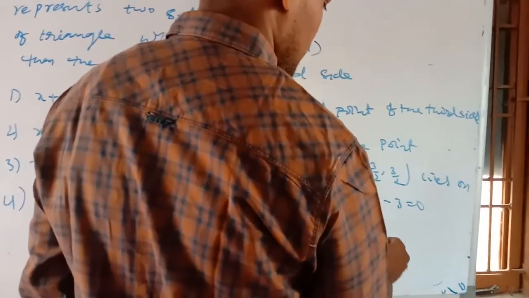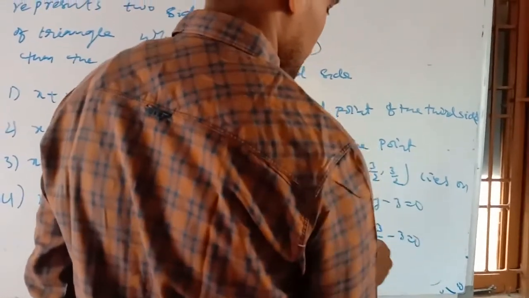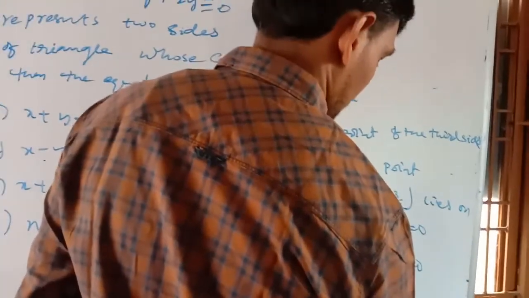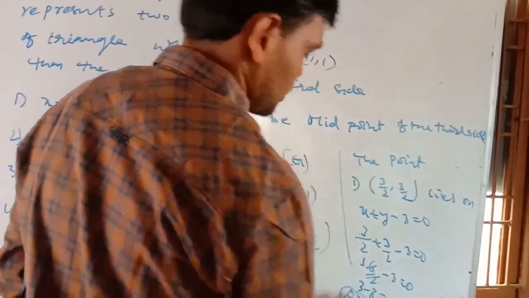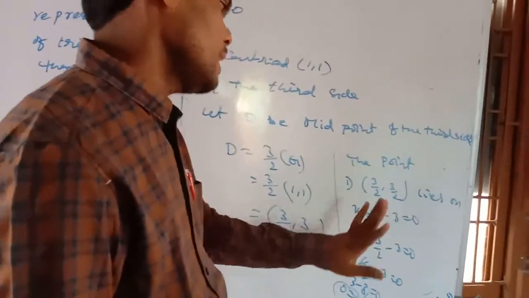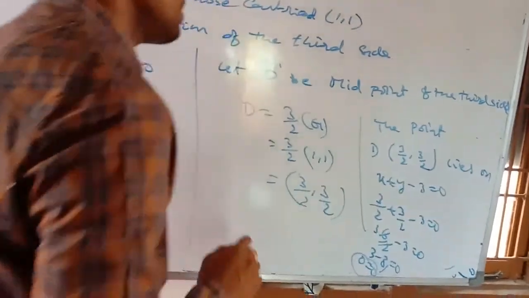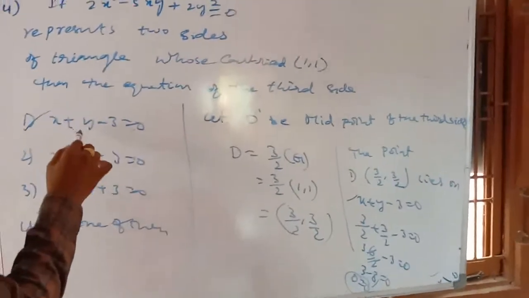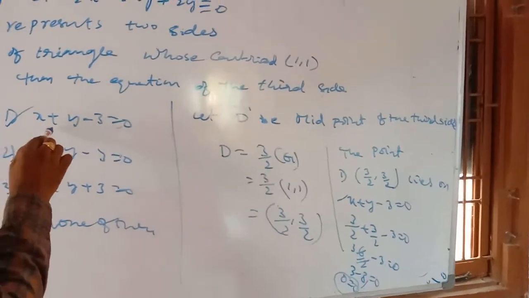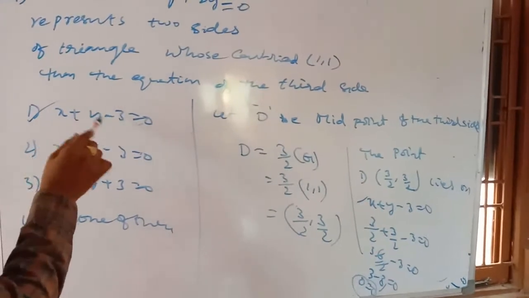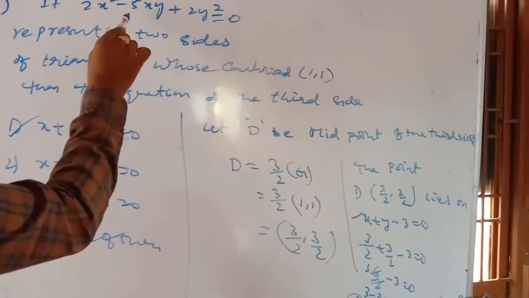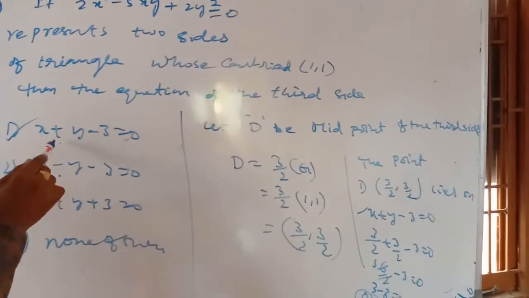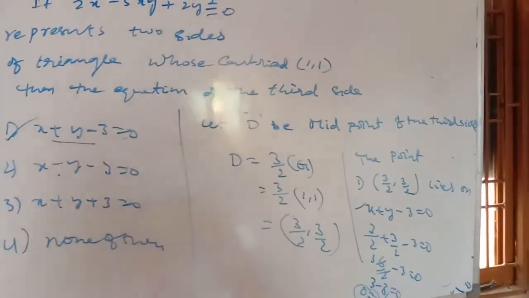Now here 3 by 2 plus 3 by 2 is 6 by 2, which is 3, minus 3 is equal to 0. Now the point satisfies the line x plus y minus 3 is equal to 0. So the answer is x plus y minus 3 is equal to 0, and the first option is the answer. So this is the third side of the triangle. These are the two sides of the pair of lines, and this is the third side. Okay, now we get the answer x plus y minus 3 is equal to 0. Okay, students.